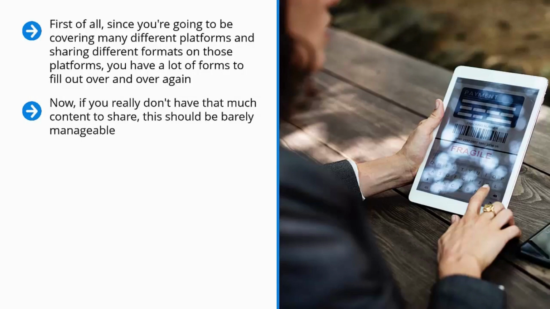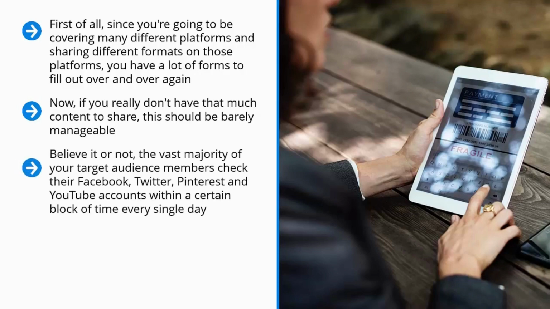But if you're looking to maximize your visibility by publishing on your social media accounts several times a day, you need to automate. Unfortunately, simply plugging in information into content publishing tools is not going to do you much good. You have to know when to publish. Believe it or not, the vast majority of your target audience members check their Facebook, Twitter, Pinterest, and YouTube accounts within a certain block of time every single day. Post outside of that block of time and you miss the eyeballs of the vast majority of your audience members.